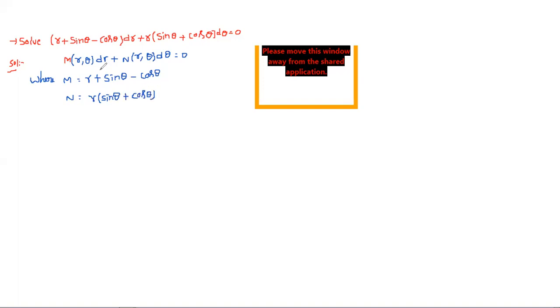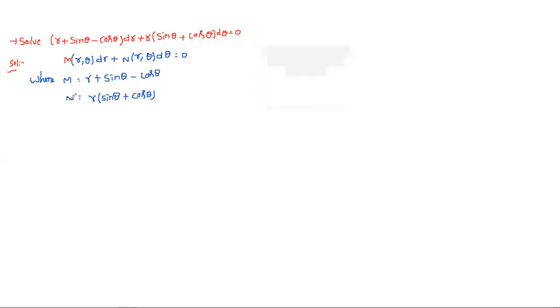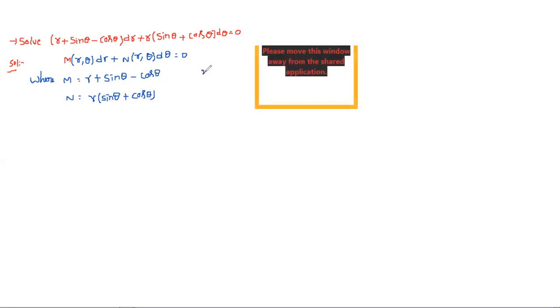So first we check whether the given problem is in the form M dr plus N d theta equal to 0, and next we identify M as well as N. In Cartesian, we check the condition dou M by dou y is equal to dou N by dou x. Here, x is nothing but r, and y is nothing but theta. So we check the condition in place of y, theta, and in place of x, r.